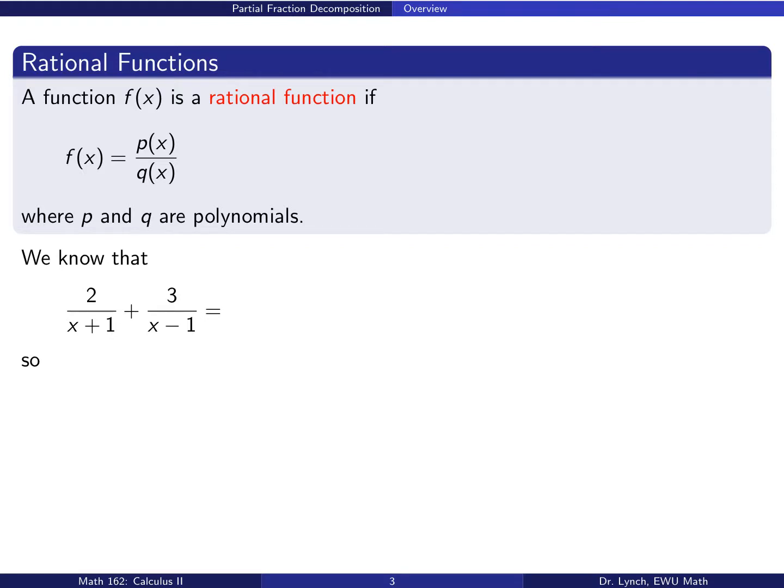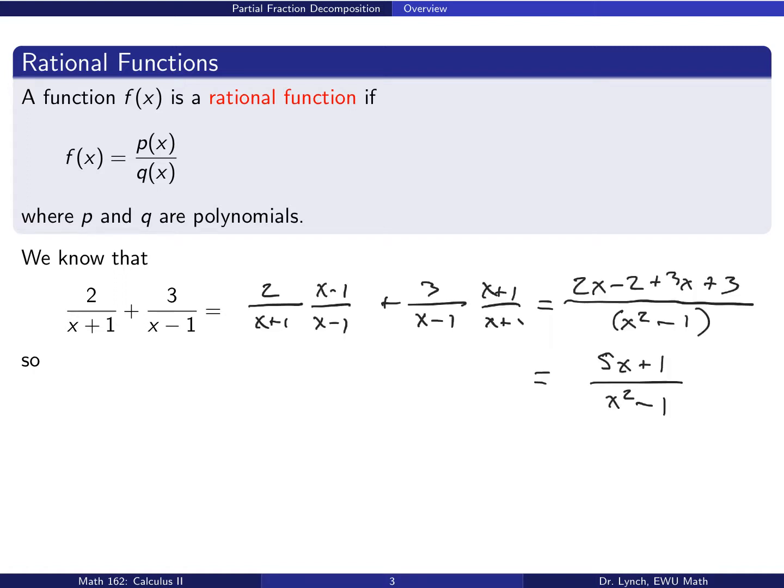Here's an example that sort of shows us what's at the core of integrals of rational functions. Given these two simple rational functions, 2 over x plus 1 plus 3 over x minus 1, we know how to find a common denominator and put these together into a single rational function. So here's a perfectly good rational function that results from, again, just finding common denominators and simplifying. 2 over x plus 1 plus 3 over x minus 1 can be written as 5x plus 1 divided by x squared minus 1. Now in terms of integrals, that gives us something interesting.